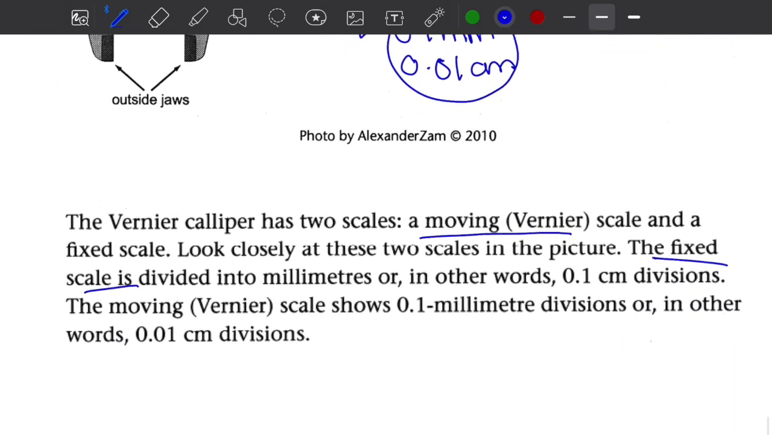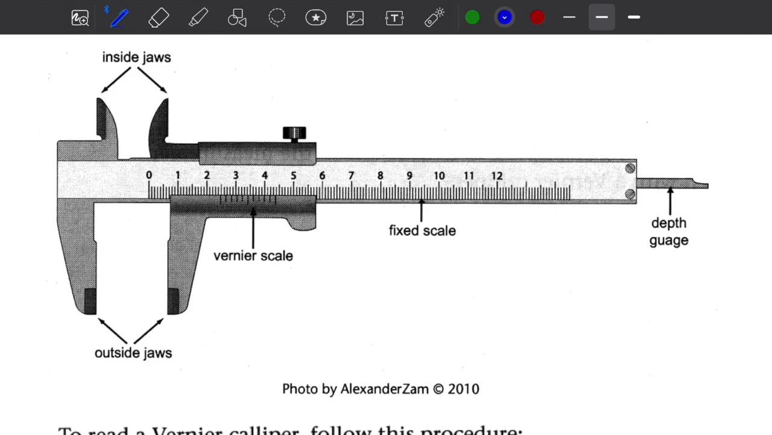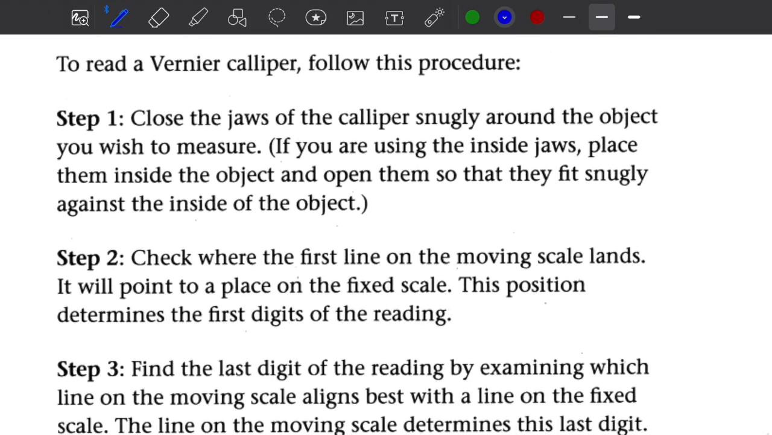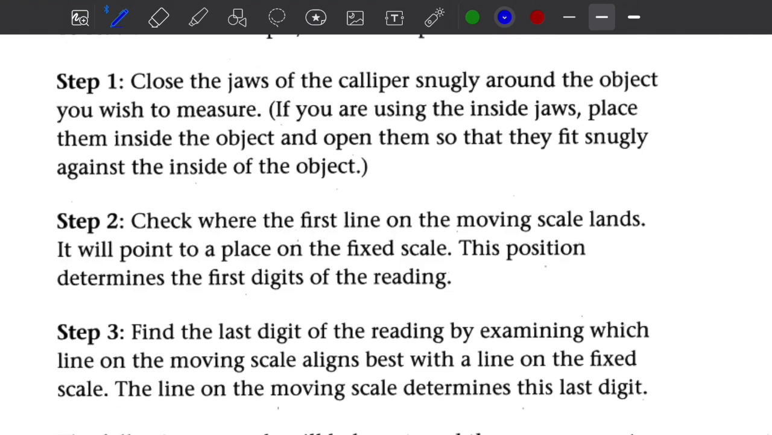So now that we've talked about that, let's go over the steps on how to use a vernier caliper. I'm going to go through them verbally, and then we're actually going to solve a question together. That way we're applying what we're learning. So again, the steps are right here. These are from your book. You can pause the video and read them, but I'm going to go over them with you right now anyways.